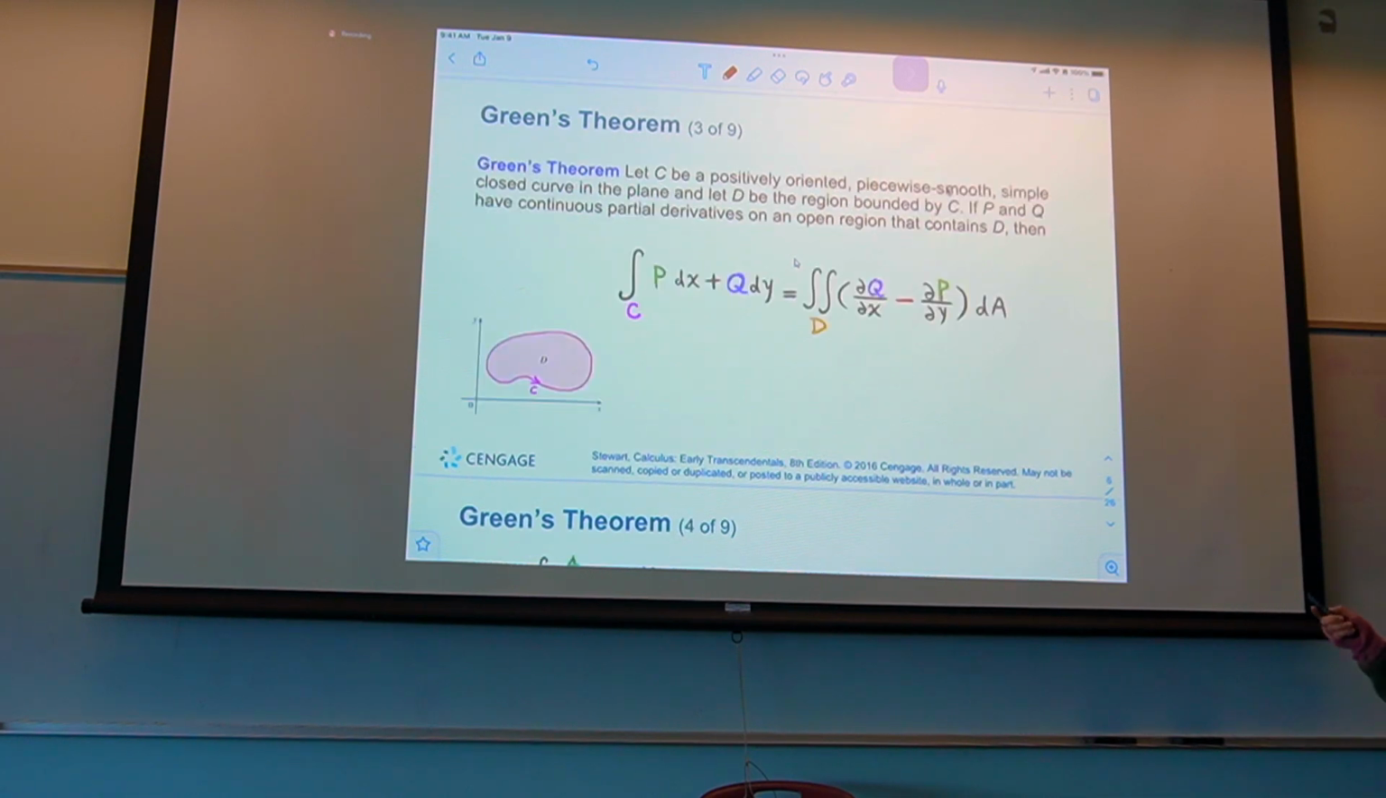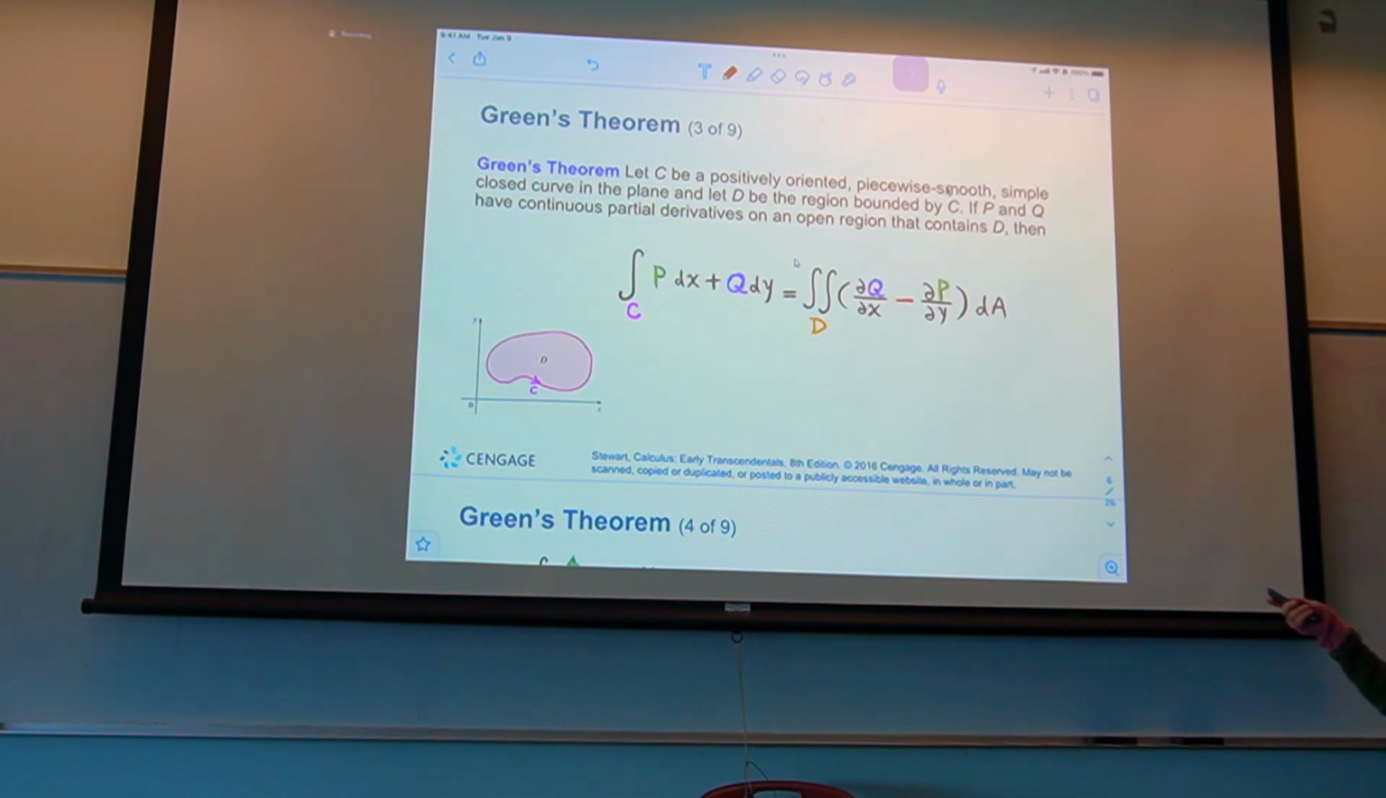So here I state Green's theorem again, but this time I color coded it so you can see the relation. Let C be a positively oriented, piecewise smooth, simple closed curve. Remember last time we talked about simple curves. A simple curve doesn't cross itself. If it crosses itself, it's not simple. See, the C here doesn't cross itself. And as a closed curve, the initial point and the terminal point coincide, so you start here and you always end up there.